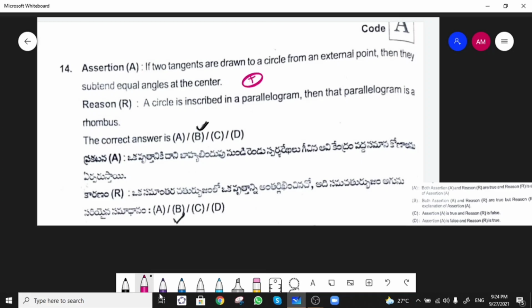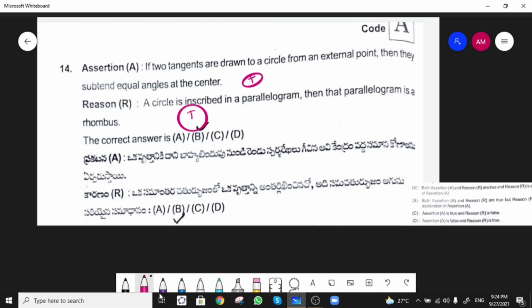Okay. And a circle is inscribed in a parallelogram, then that parallelogram is a rhombus. So this is also a true statement. Both are true. Whether the reason is the correct explanation for the assertion? No. Though both assertion and reason are true, the reason is not the correct explanation for the assertion.